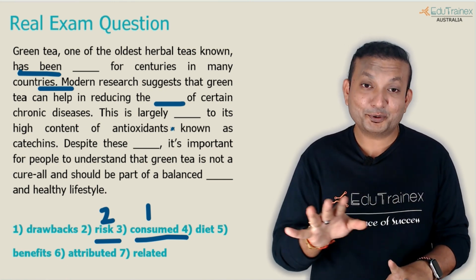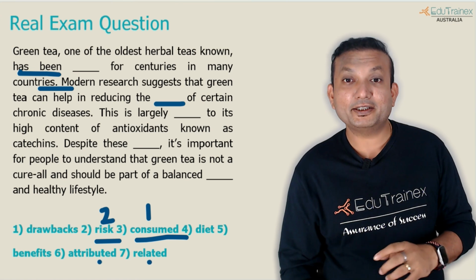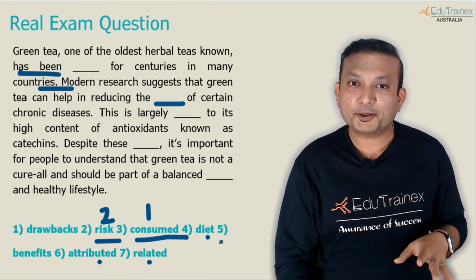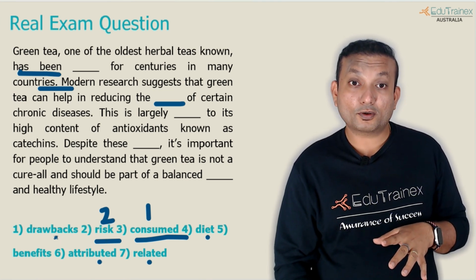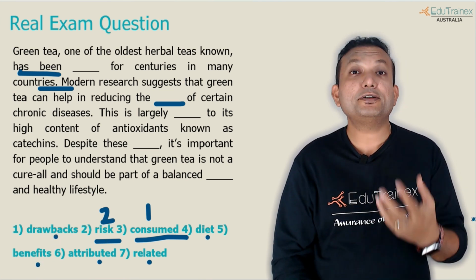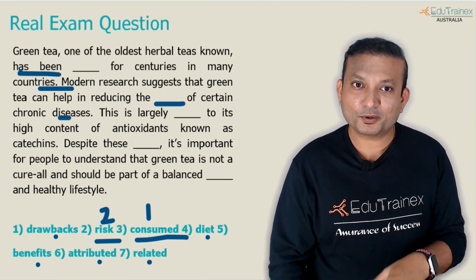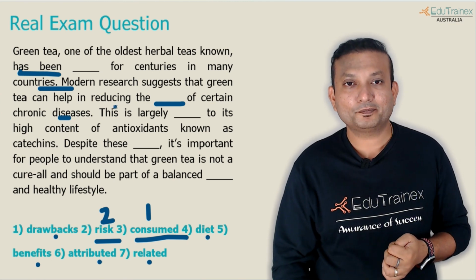Attributed of is not used. Related of is not used. So you could have straight away eliminated these two and these two. So basically attributed, related and diet you could have eliminated. Now risk of, drawbacks of, benefits of, these three were the contenders, but we are talking about bad things. Disease. So we never talk about benefits of disease. We talk about risk of disease.